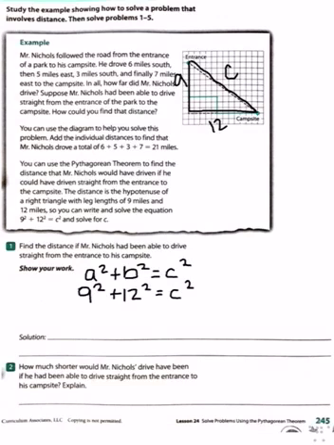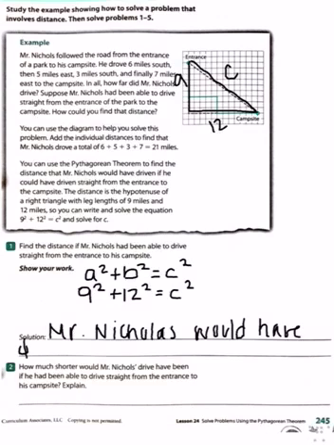81 plus 144 is 225. The last step is to take the square root, and the square root of 225 is 15. So Mr. Nichols would have driven 15 miles. Make sure you showed all of your work in that problem.